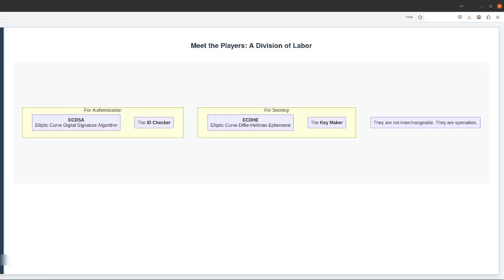Meet the players. A division of labor. To achieve these two goals, TLS 1.3 uses two different ECC-based algorithms, each with a highly specialized job. For secrecy, it uses ECDHE, which stands for elliptic curve Diffie-Hellman ephemeral. Its only job is to create a shared secret. Think of it as the key maker. For authentication, it uses ECDSA, the elliptic curve digital signature algorithm. Its only job is to prove identity. Think of it as the ID checker. They are not interchangeable. They are two specialists working together on the same team.